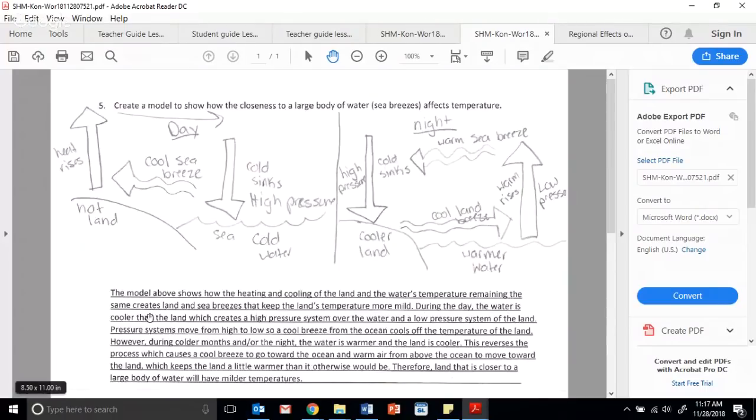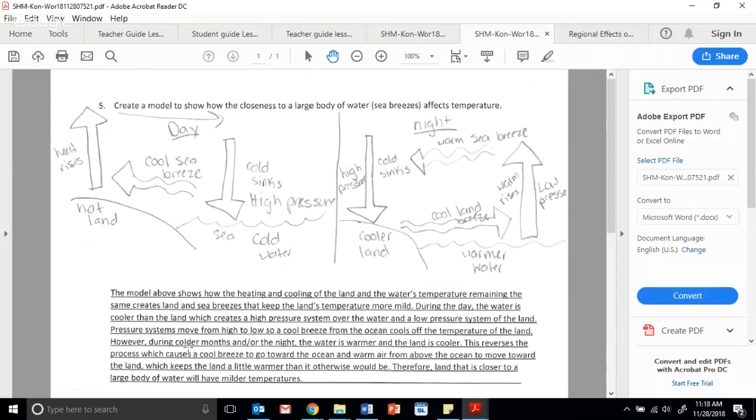So during the day, the water is cooler than the land, which creates a high pressure system over the water and a low pressure system over the land. So that's all I just explained up here. Pressure systems move from high to low, so a cool breeze from the ocean cools off the temperature of the land. So the cool breeze from the ocean cools the temperature of the land over here.